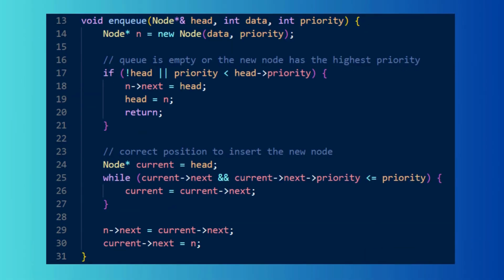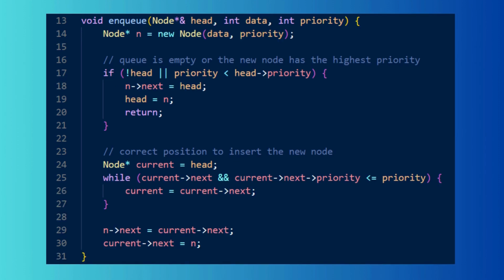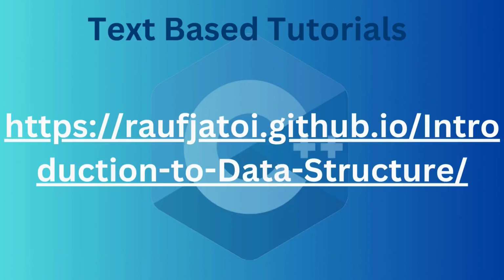After that, I have a print function, which is a very simple function where I'm using a while loop, and while head is not null, it will print all the values until head becomes null. After that, I'm adding some values like I did before, and then printing. This is all the code. I know this is a little bit complicated, but it is very simple if you try to understand. If you are still confused, you can also check the text-based tutorial in this link.